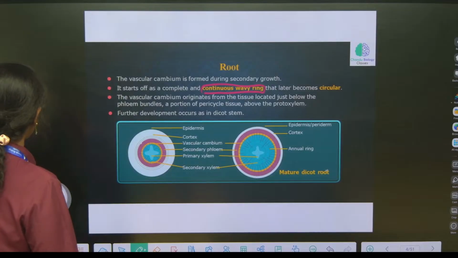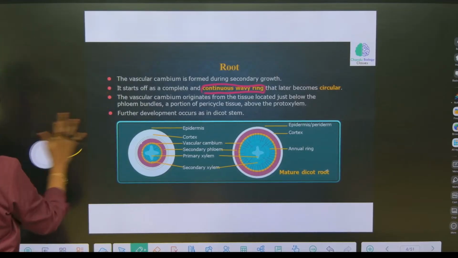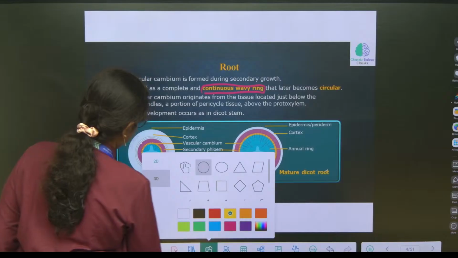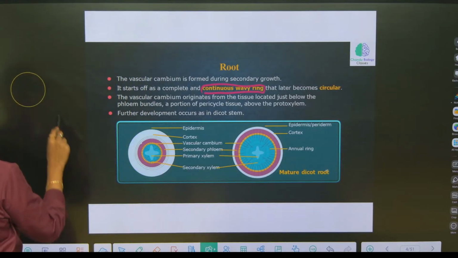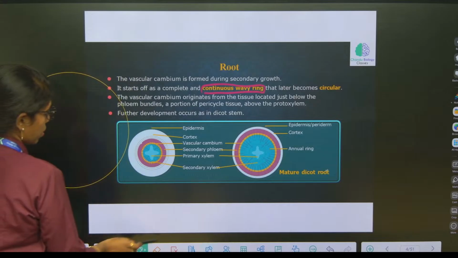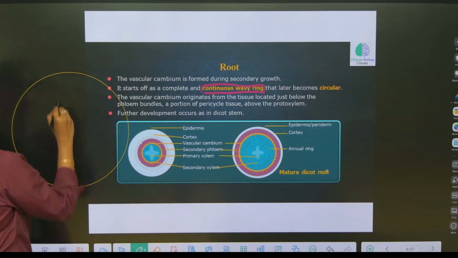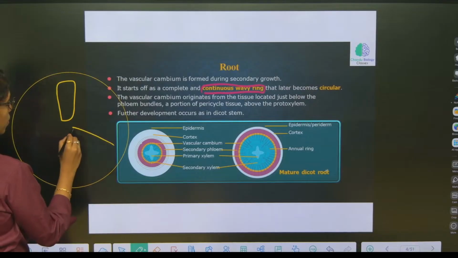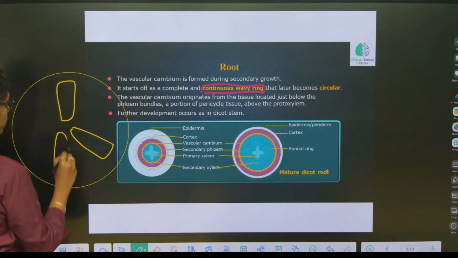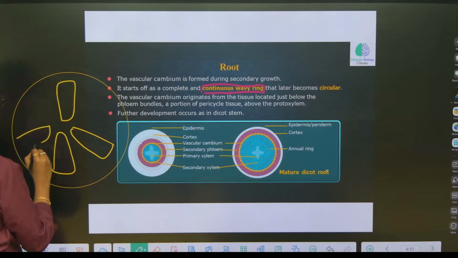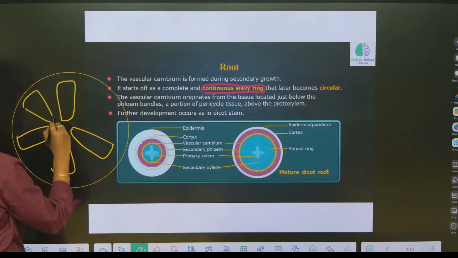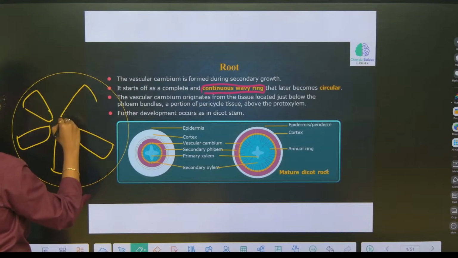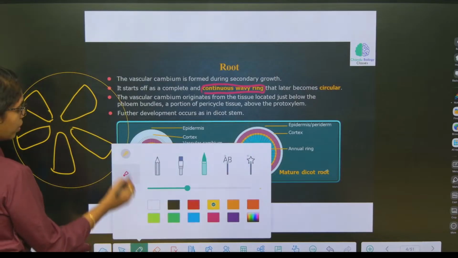So, in the root, we have already seen the arrangement. In the stele you observe, here you see we have xylem tissues, and phloem will be adjoining the pericycle.